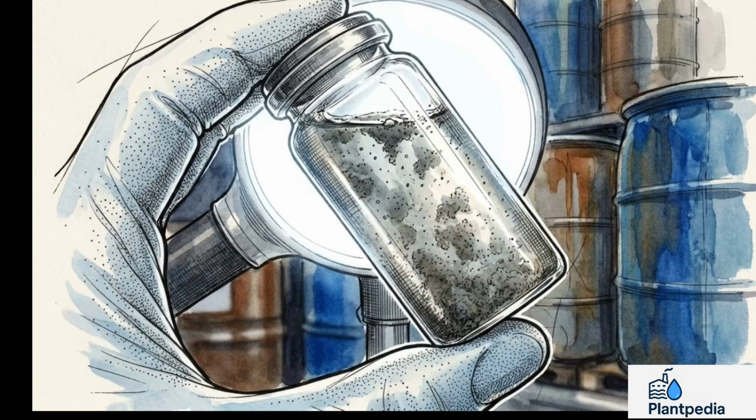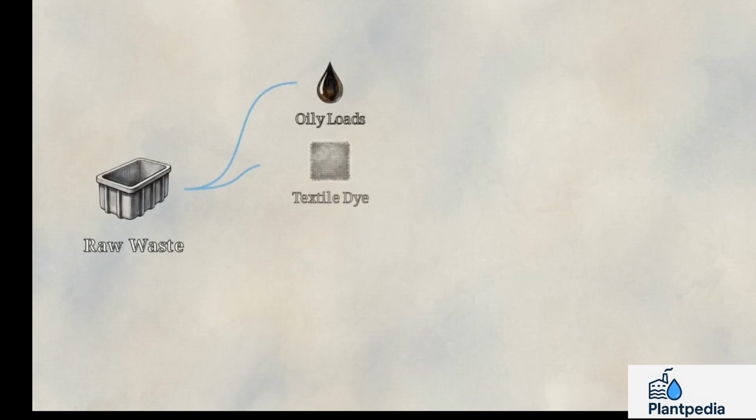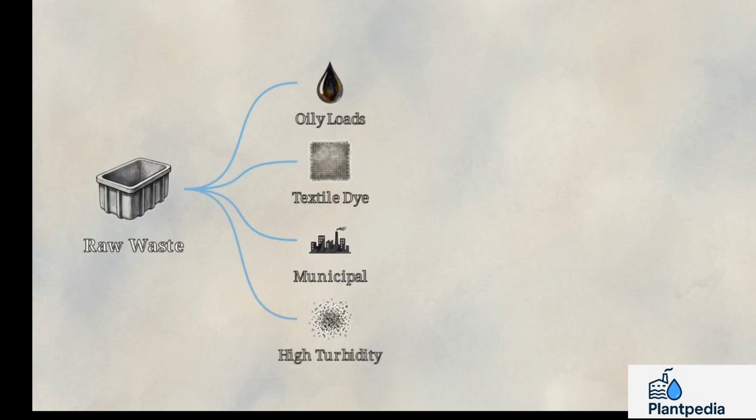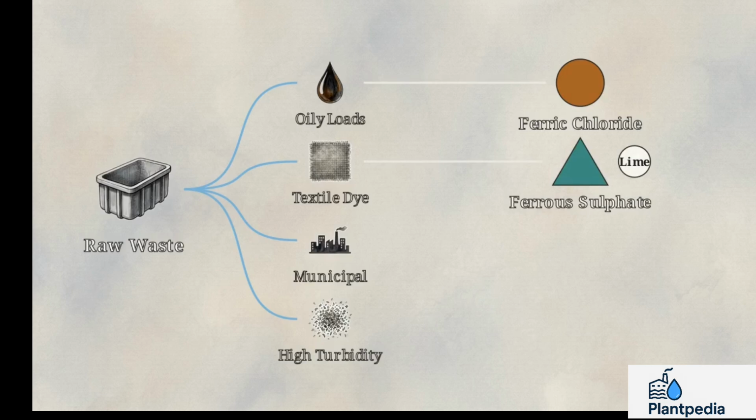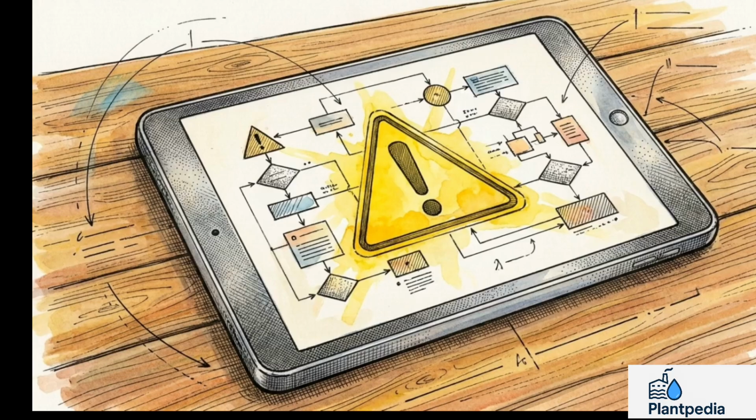Now that we have established the chemical properties, we can reverse engineer our selection process by looking directly at the raw effluent profile. This decision tree maps the logic. High oil or industrial loads dictate ferric chloride. Textile dye requires ferrous sulphate with lime. For moderate municipal wastewater on a budget, alum is the economical path. For high turbidity and low sludge, PAC is optimal.